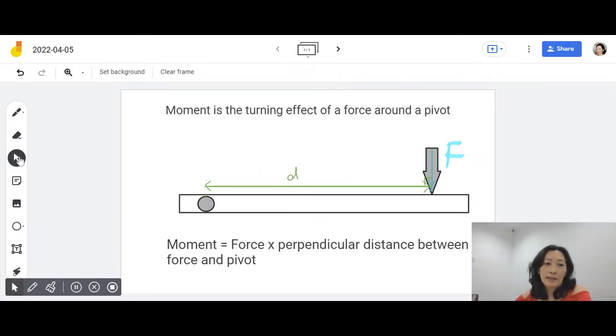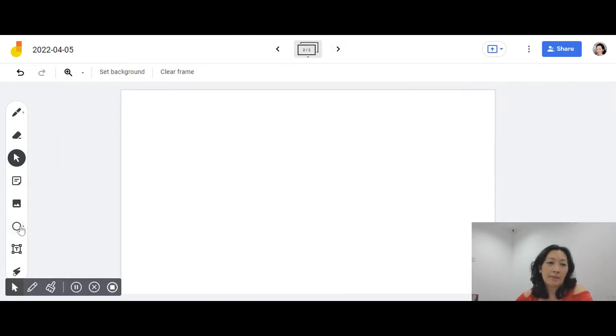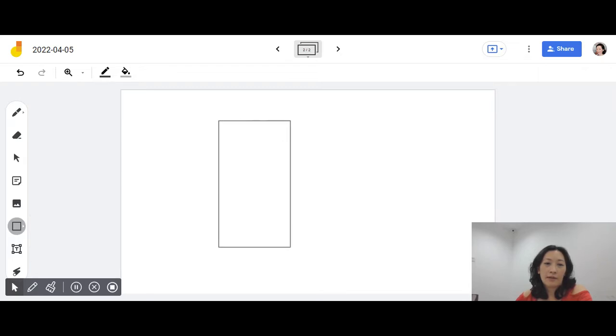So logically, think about it. Greater force, greater moment. Greater distance, greater moment. Can follow so far? Okay, so I want you to think about it. Let's say you apply the force on the door. Is it easier to close a door when you apply the force closer or further from the hinge? Let's say for example, if this is the door.